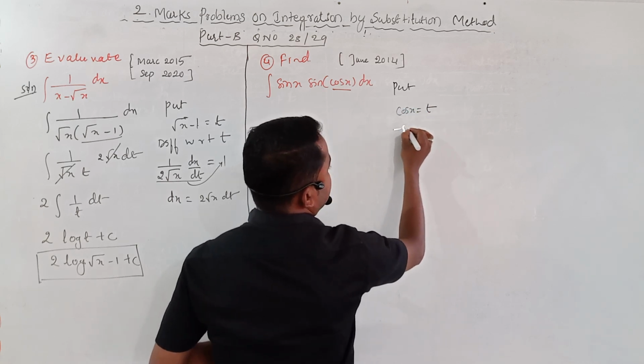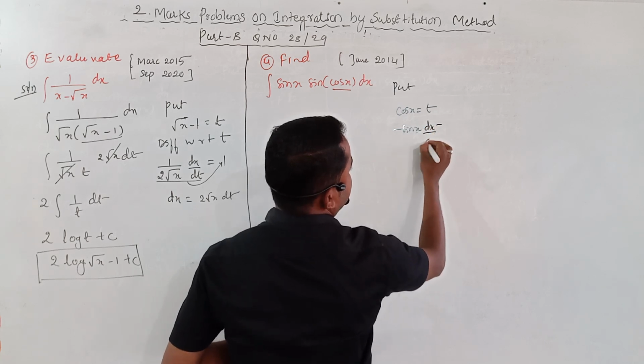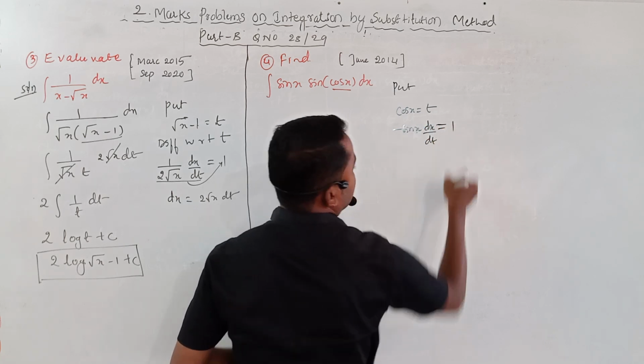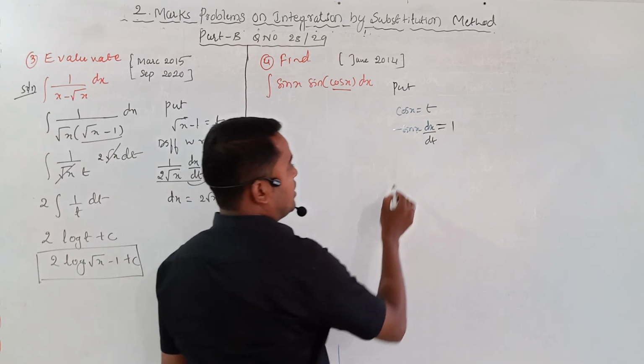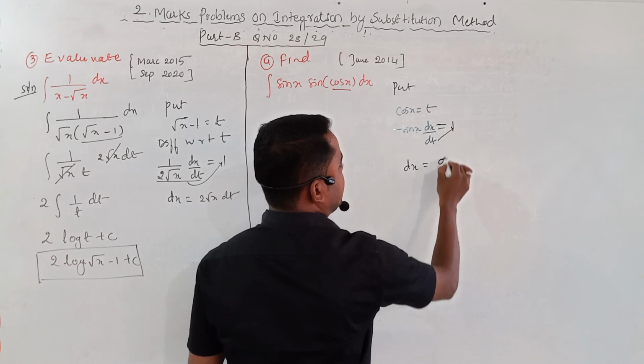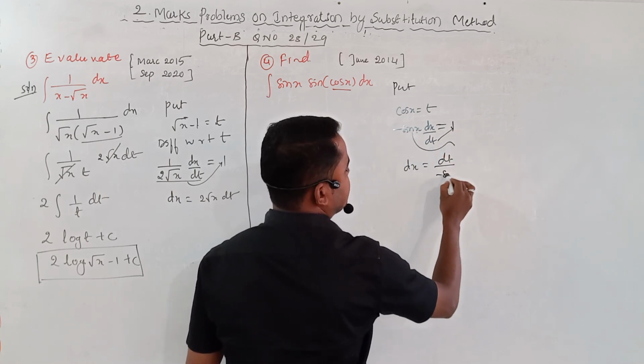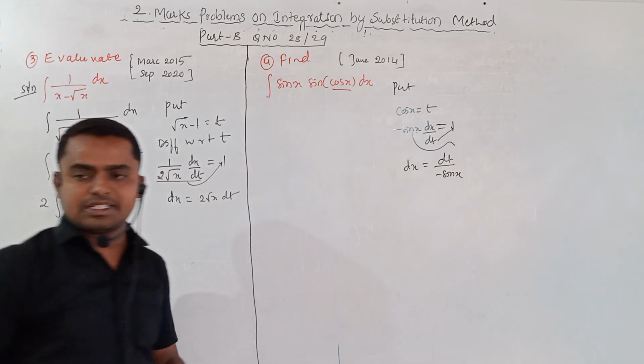Derivative of cos is minus sin x. Derivative of x, dx by dt. Derivative of t is 1. Now dx is equal to dt, and this sin comes in the denominator. That is dx equals dt by minus sin x.